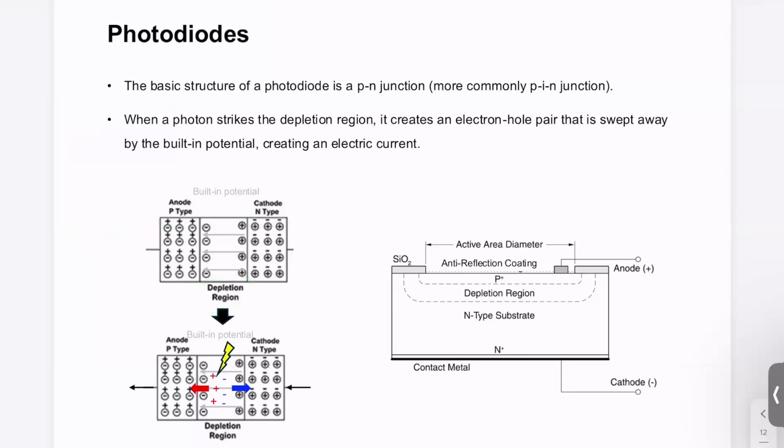In photodiodes, when a photon strikes the depletion region, it creates an electron and hole pair. So you create electrons and holes. Then remember there's a built-in potential within this depletion region. So which way do the electrons go?